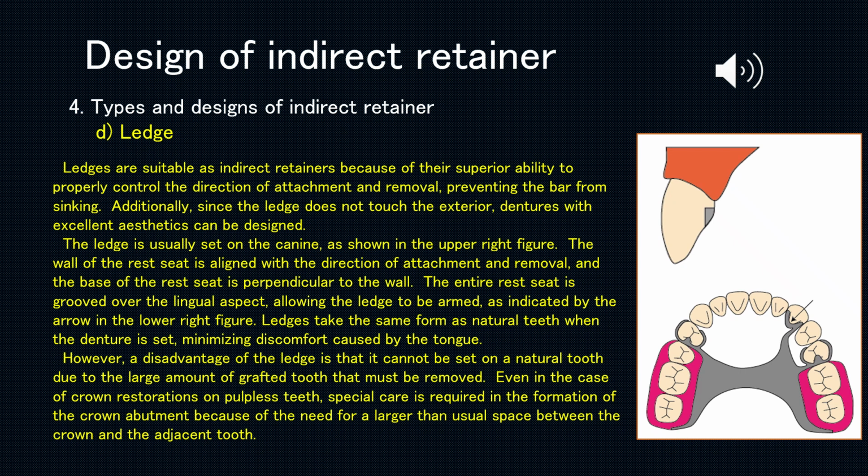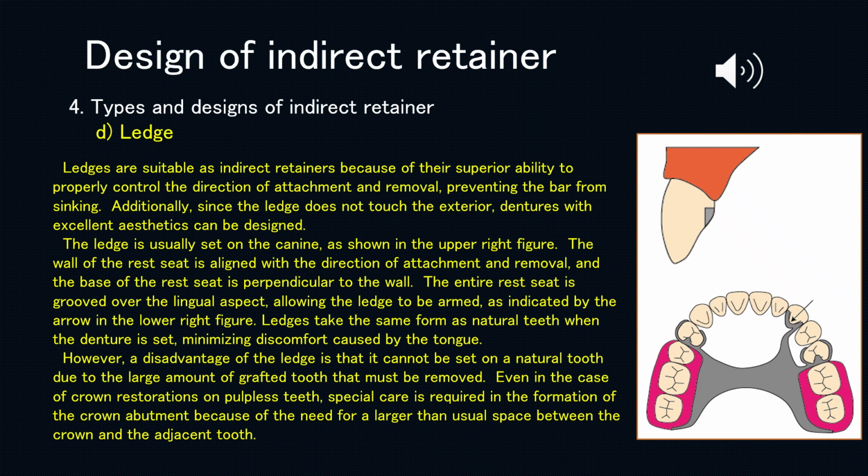The wall of the rest seat is aligned with the direction of attachment and removal, and the base of the rest seat is perpendicular to the wall. The entire rest seat is grooved over the lingual aspect, allowing the ledge to be armed, as indicated by the arrow in the lower right figure. Ledges take the same form as natural teeth when the denture is set, minimizing discomfort caused by the tongue.